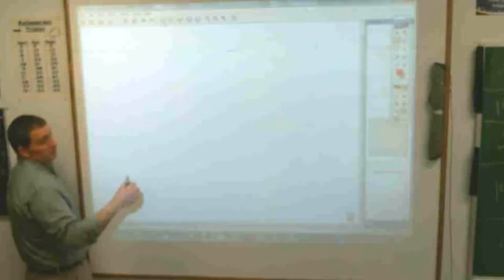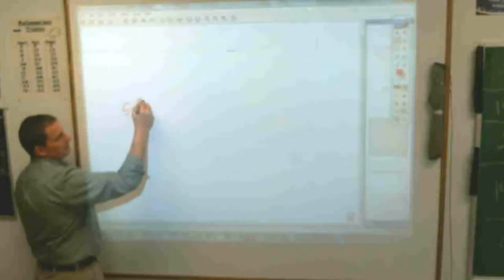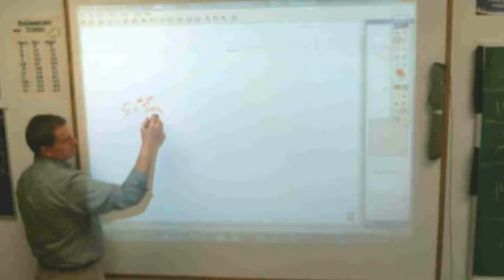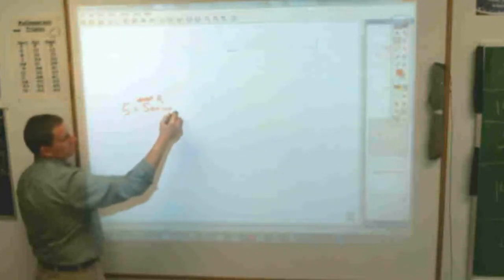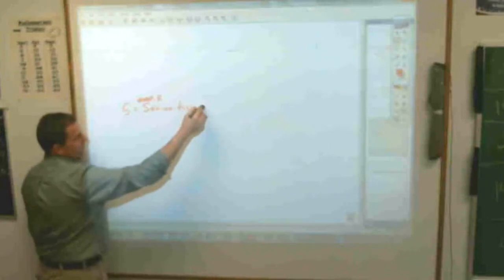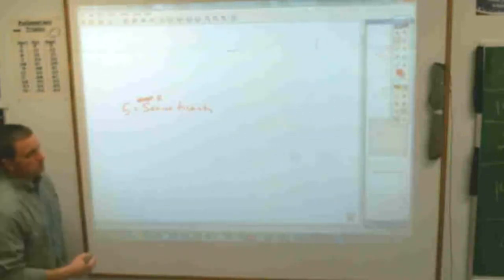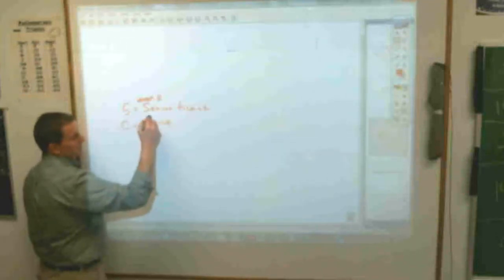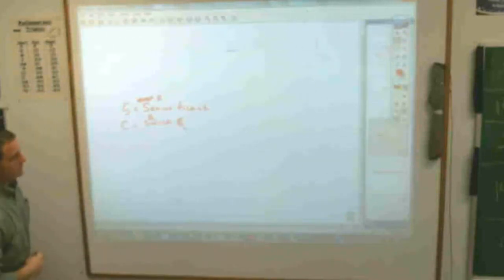So for senior citizen, I'm going to use the letter S. Why? I don't know. This is the dollar amount for a senior ticket. The other one is child ticket, so guess what letter I'll probably use? The letter C for the child's ticket. That's how much a child ticket costs. So I've got to define my 2 variables. You get to pick what letters you want.